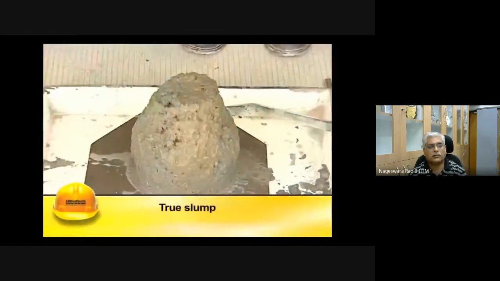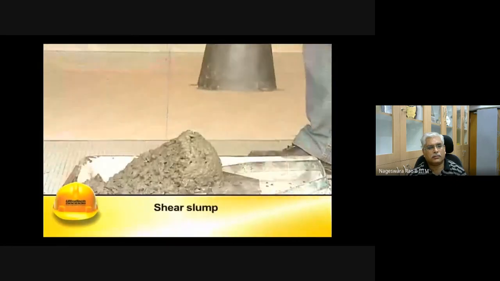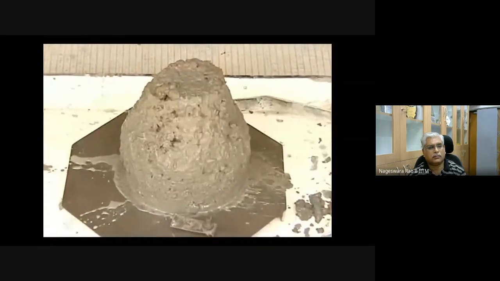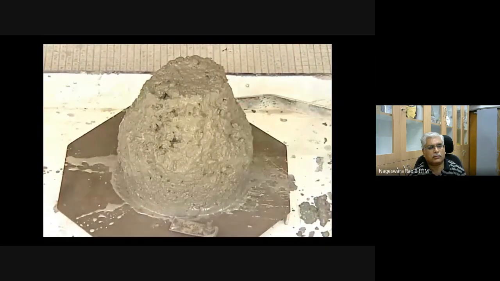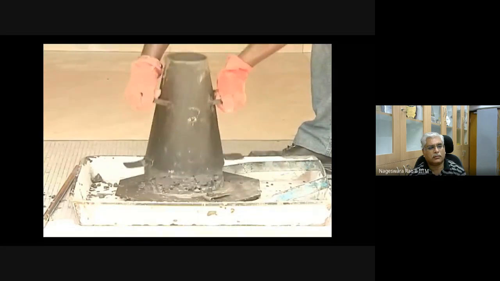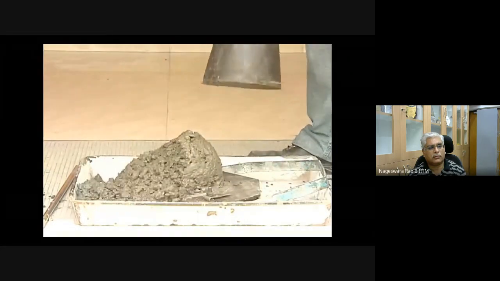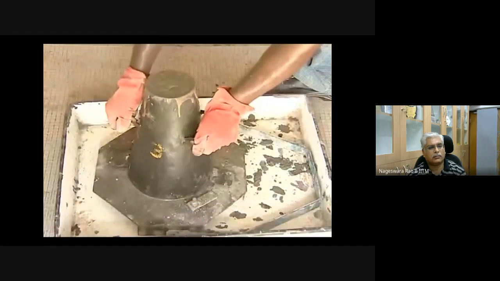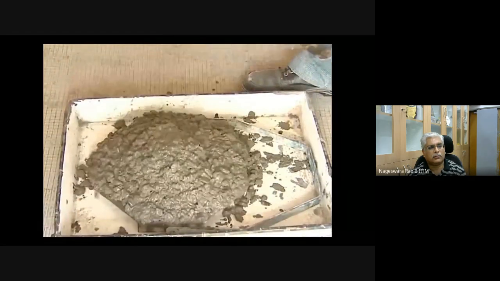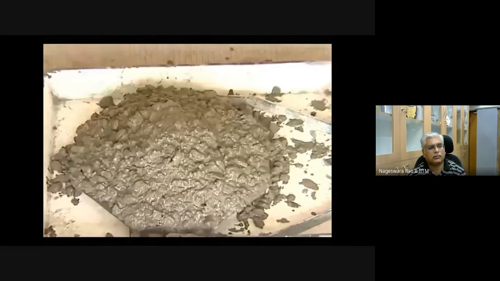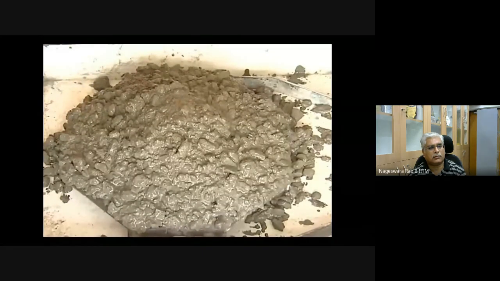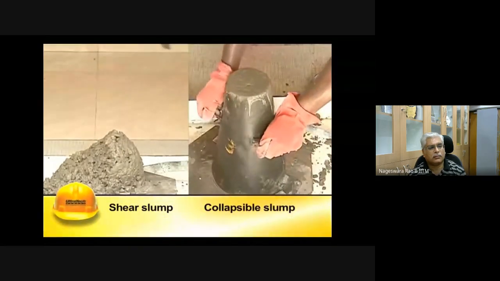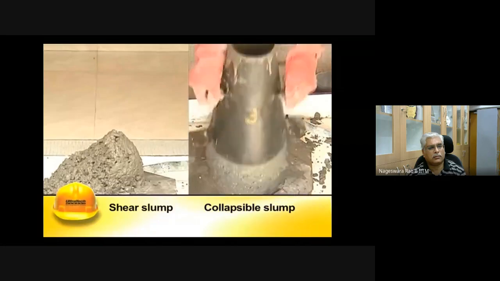The slump may either be a true slump, a shear slump, or a collapse slump. The true slump is the desired form of slump that we require. In harsh mixes, the concrete slides down in an inclined plane. This is known as shear slump. In collapse slump, the concrete collapses as soon as the cone is removed. It usually occurs in very wet mixes. The concrete demonstrating a shear or collapse slump is considered unsatisfactory.